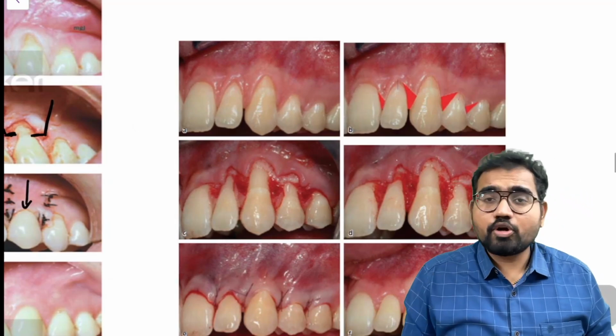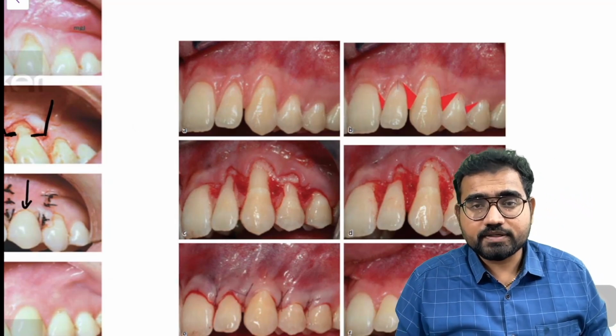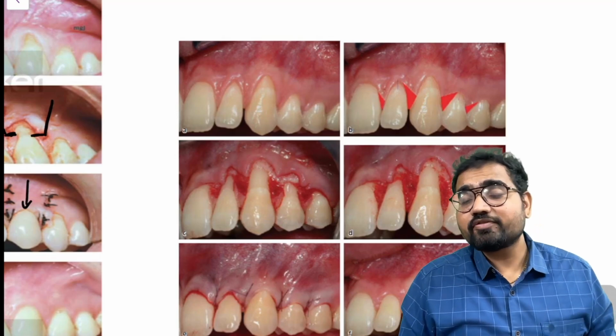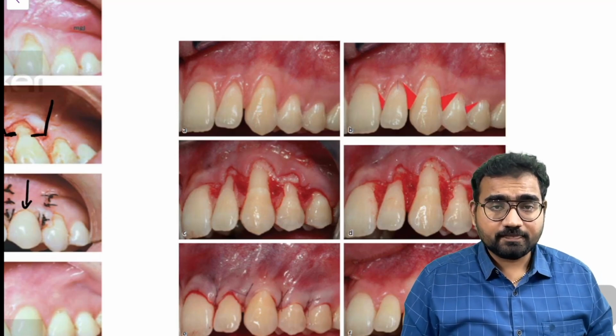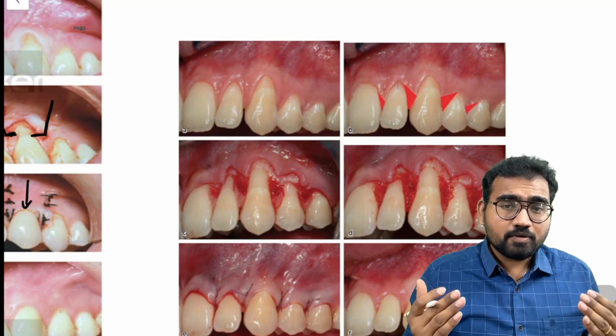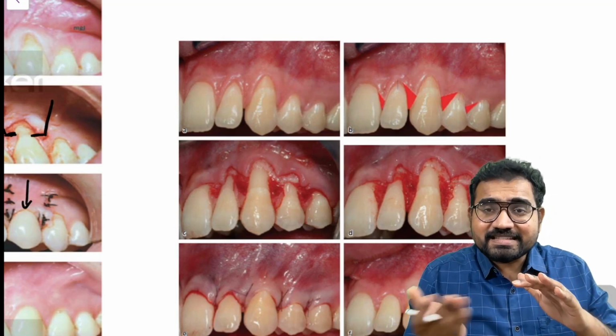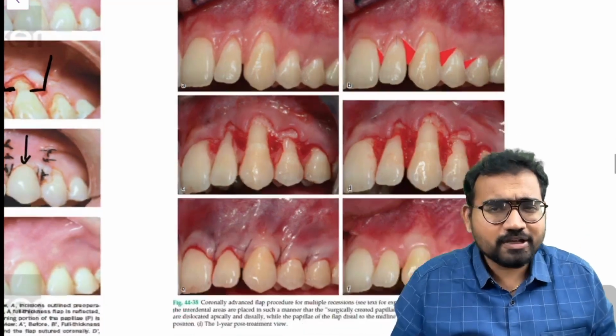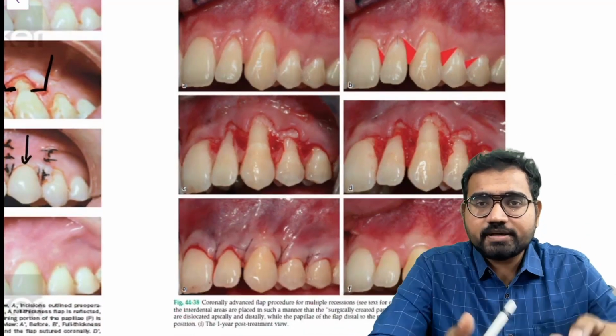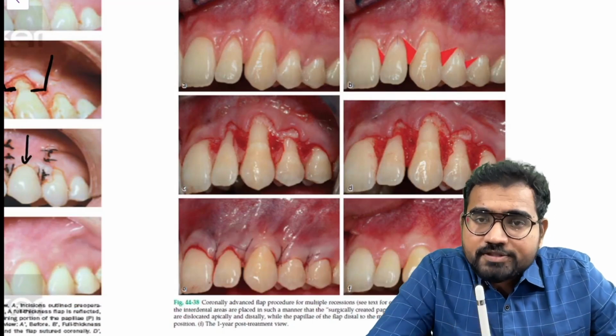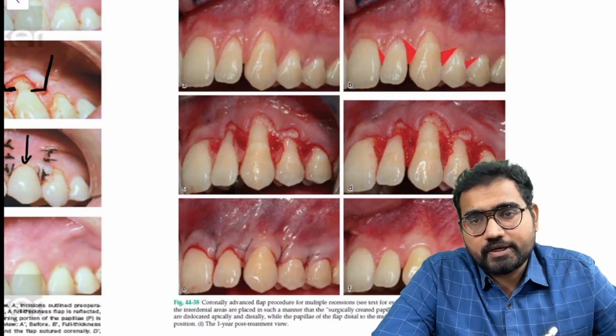This is another modification of coronally advanced flap. Here I am not going to give any vertical releasing incisions. I am just going to reflect the flap, give periosteal releasing incision, and suture. What is periosteal releasing incision? Periosteal releasing incision is given at the base of the flap to pull it coronally.